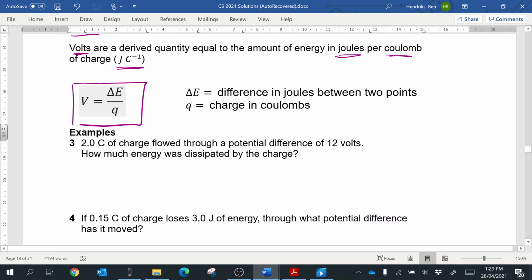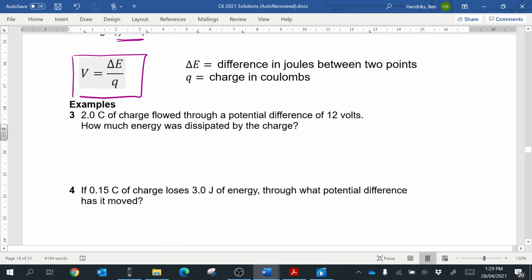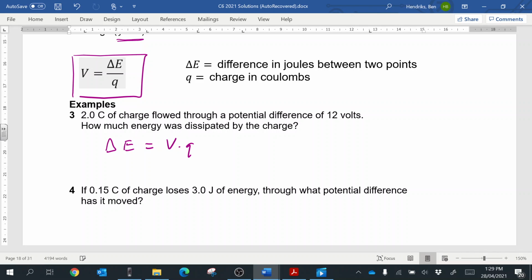So we have a couple of examples we'll do now. In example 3, we have 2 coulombs of charge flowed through a potential difference of 12 volts. How much energy was dissipated by the charge? Okay, so we just need to rearrange this equation. So the change in energy is equal to volts times coulombs charge, and we have 12 times by 2.0, which is equal to 24 joules.